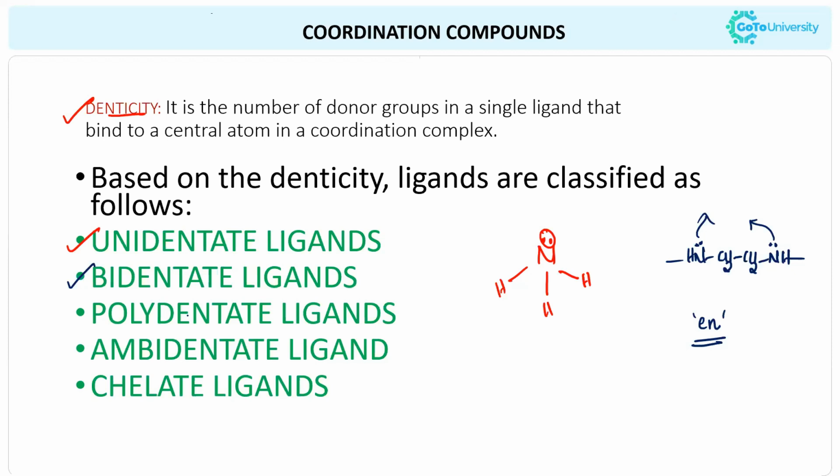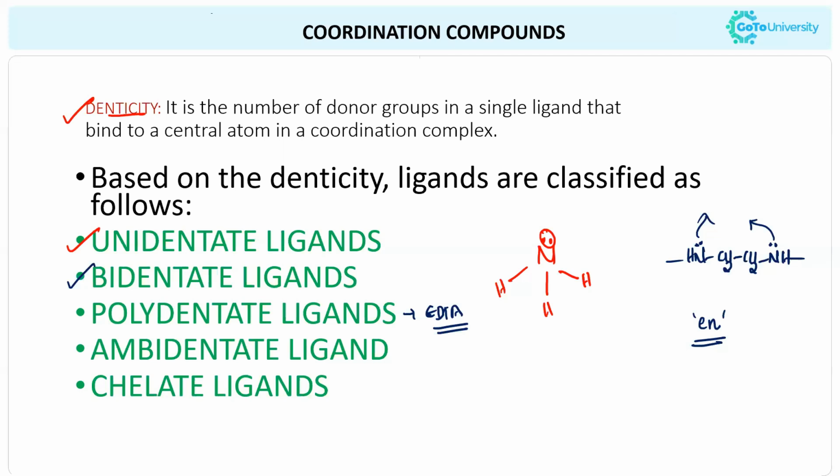Usually, if they are donating more than two, they are called polydentate ligands. For example, if it is donating 6, it is called a hexadentate ligand; there are also pentadentate and tridentate ligands. For a polydentate ligand, we have the example EDTA, ethylene diamine tetraacetate. This is an example of a hexadentate ligand.